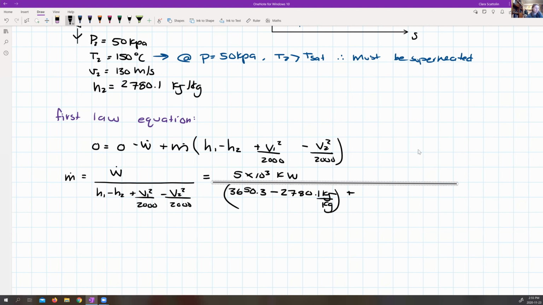And then my velocities, so it's going to be 75 squared minus 130 squared meters per second divided by 2,000. Right, that's to convert between joules and kilojoules. This will give me a mass flow rate equal to 5.783 kilograms per second.